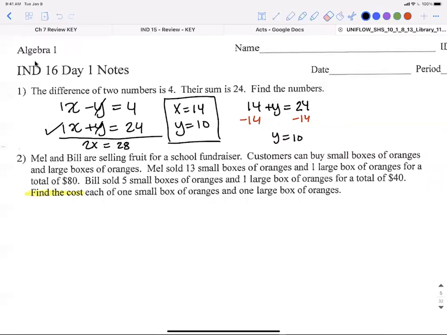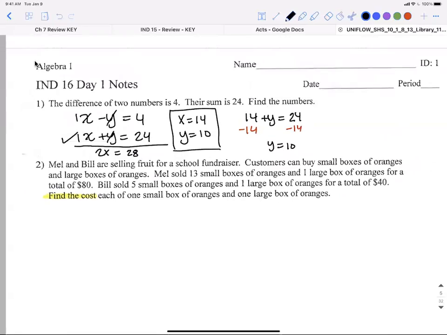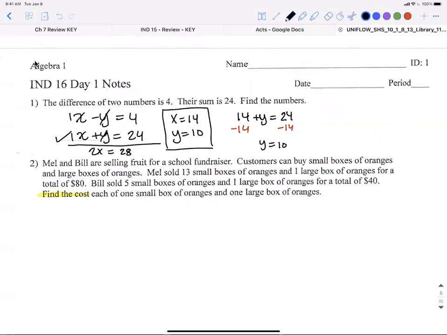So if we set this up as equations, the first thing I need to do is decide what I'm going to use as variables. Well, a small box and a large box, that would be an S and an L. And I don't want to use an S because it tends to look like a 5. So I'm just going to use an X and a Y, because X and Y don't mean anything. I'm not using variables that match words.